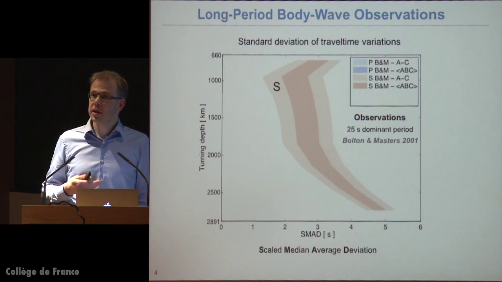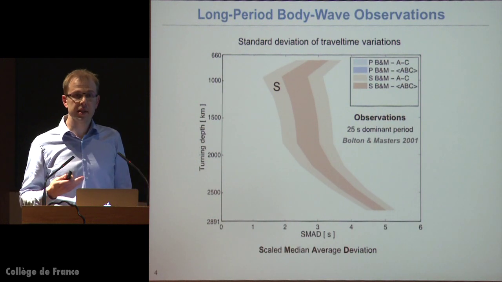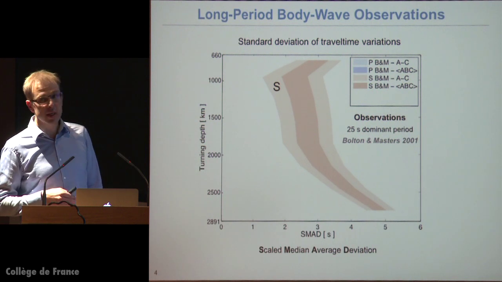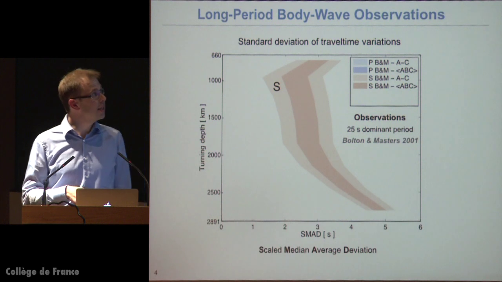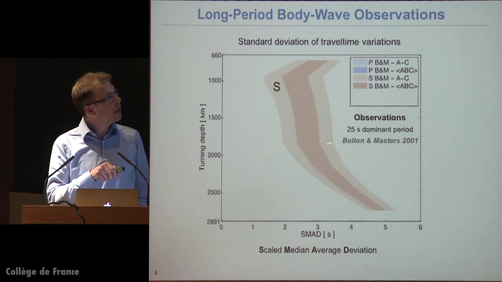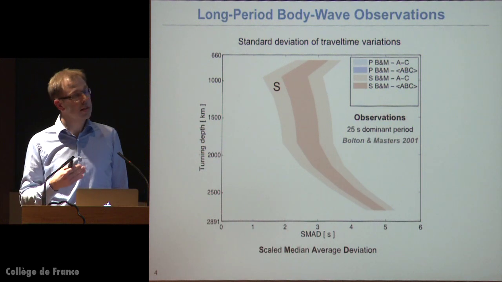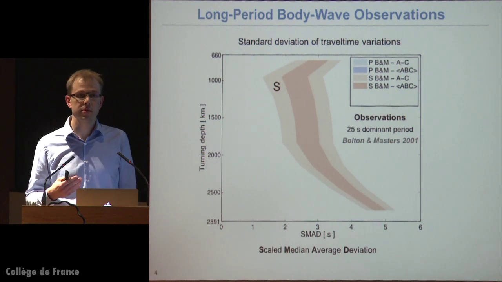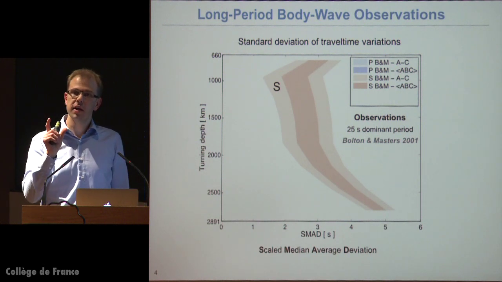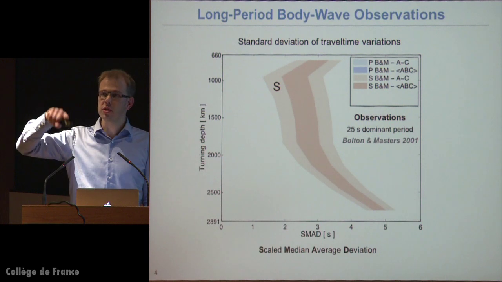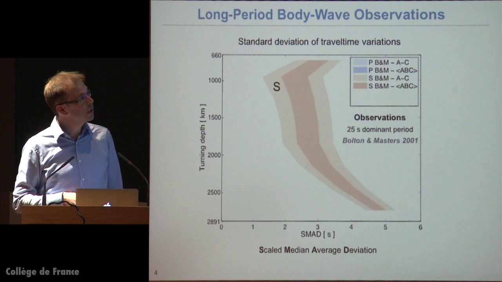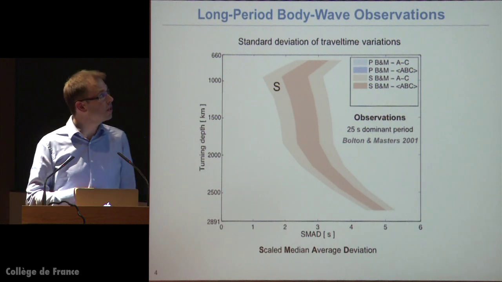But actually, we need not look at the tomographic models. We see that directly in seismic observations. So here I look at long-period body wave data. This is work done by Bolton and Masters more than 10 years ago. They studied travel time delays on waveforms with a dominant period of 25 seconds. They took part of the waveform, the first upswing, and used that to make these measurements, which I want to call first upswing measurements during my talk here.